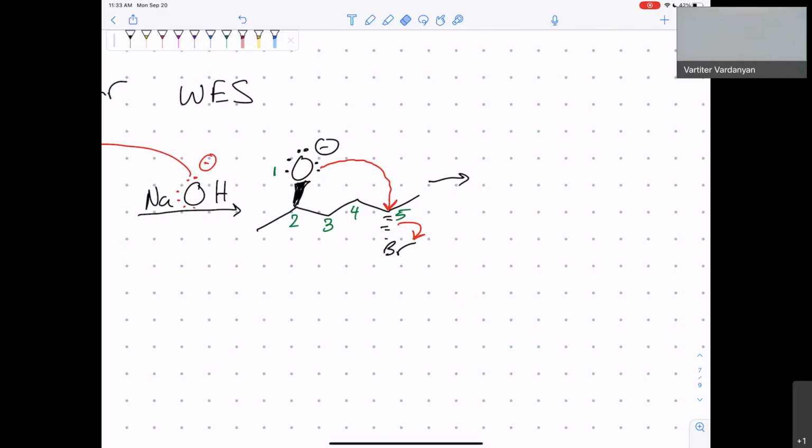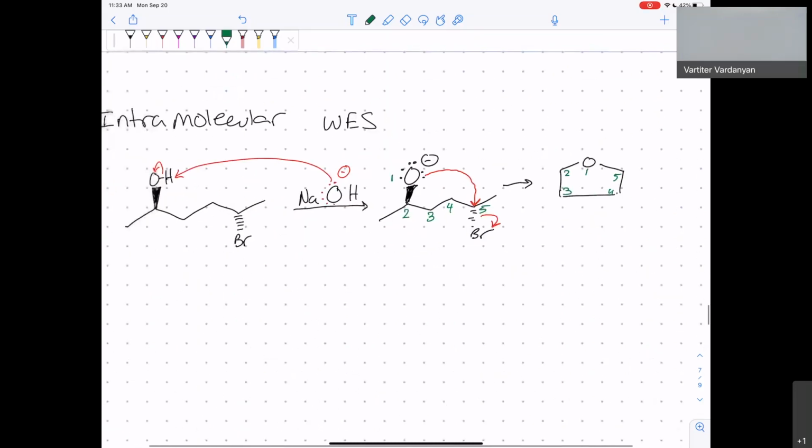But again, that's just arbitrary. So let's just make sure we have the right numbers. So we have 1, 2, 3, 4, 5. What substituents do we have? Yes, we have a methyl. And what carbon is the methyl on? 2 and 5. Awesome.